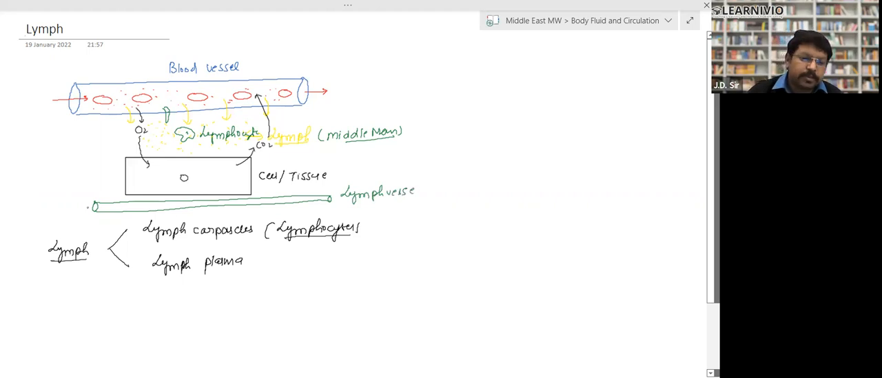What these lymph vessels do is pour the extra lymph back into the blood capillaries. Hence, the volume of blood always remains maintained. It does not get reduced, right? So these are called lymph vessels. Lymph vessels have some node-like structures in them. These nodes are called lymph nodes.